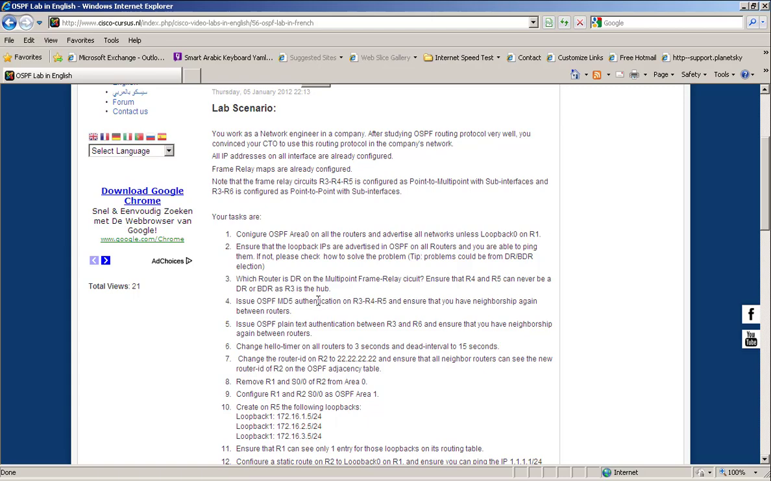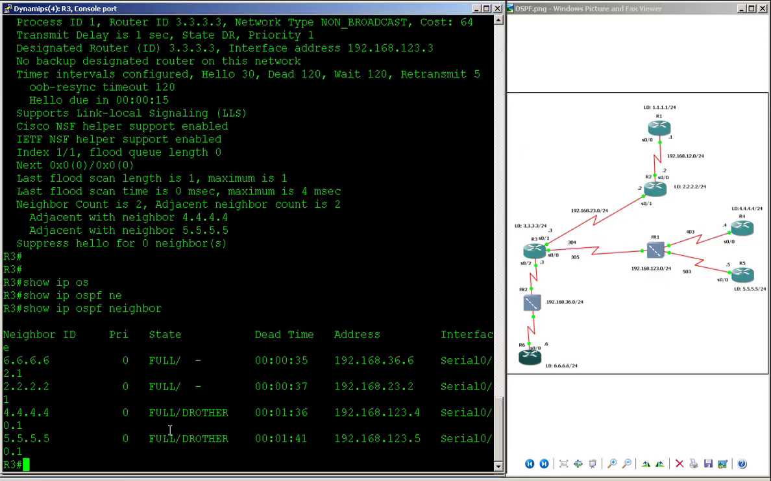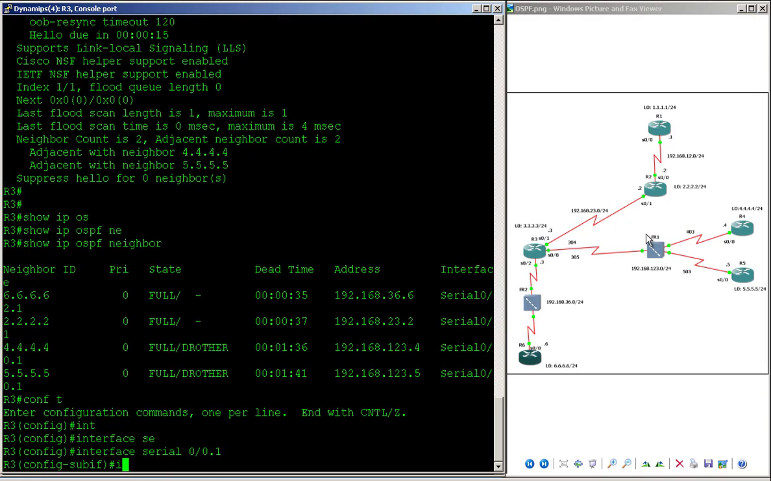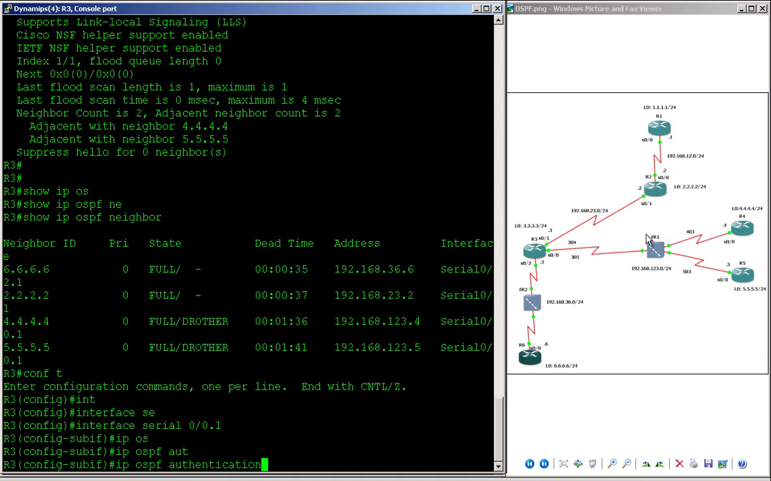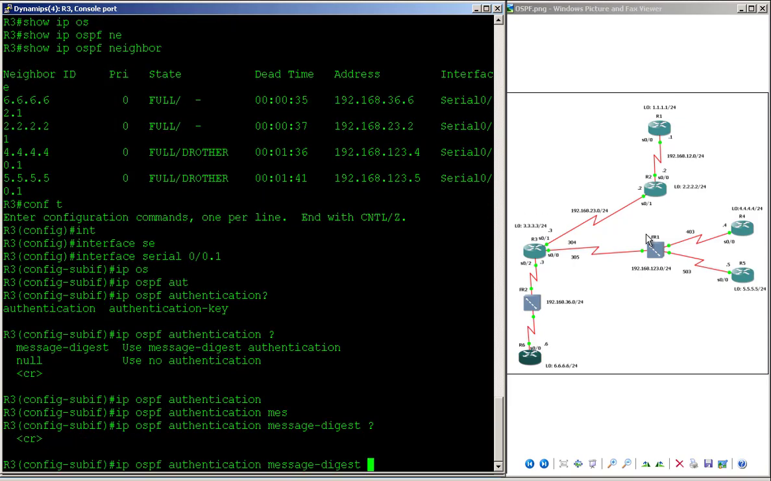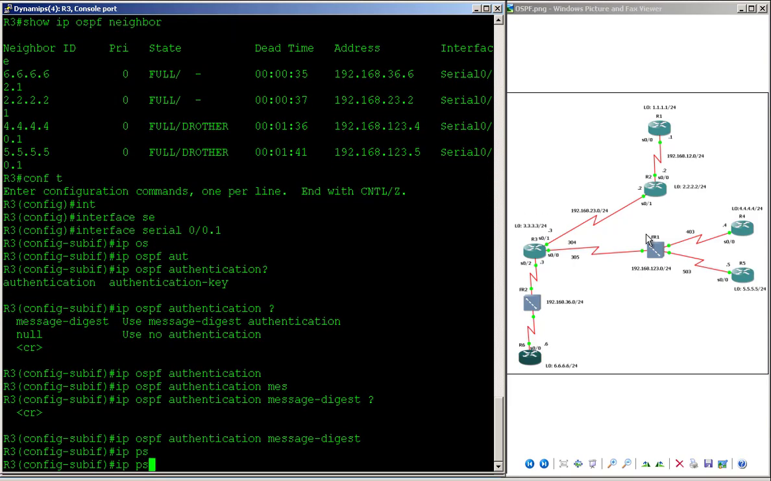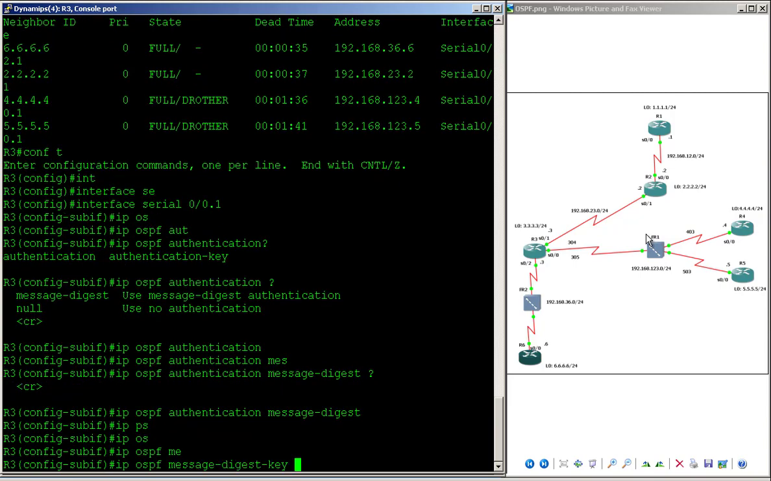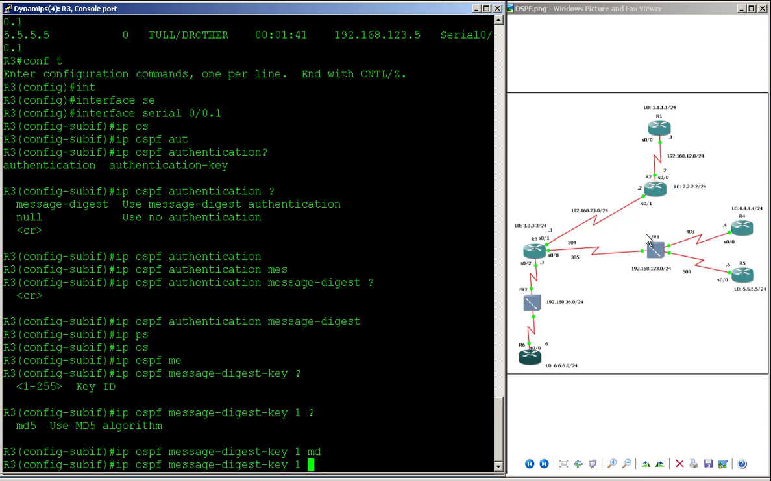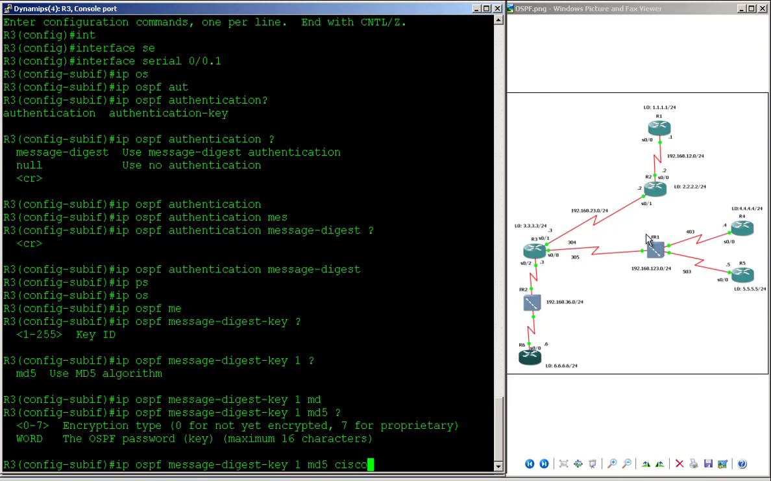Issue OSPF MD5 authentication on R3, R4, R5 and ensure that you have neighborship again between the routers. So for 3, 4, 5, I have to do MD5 authentication. I go to the interface 0/0.1 and here I write ip ospf authentication message-digest, and then ip ospf message-digest-key 1 md5, and I will use the key name cisco.